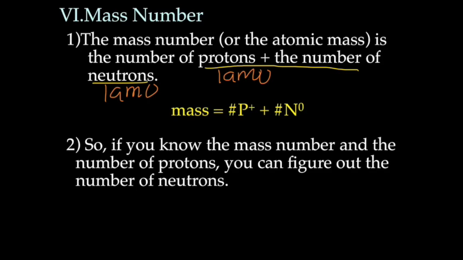We will talk about tomorrow why average atomic mass may be different. When we're talking about mass number of a single atom, you cannot have a fraction. You cannot have a decimal. You can't have half a proton or half a neutron. It just doesn't work. So the formula is written here. Atomic mass equals the number of protons plus the number of neutrons. So now, if you know the mass number and the number of protons, you can figure out the number of neutrons. And we'll do that in a minute.